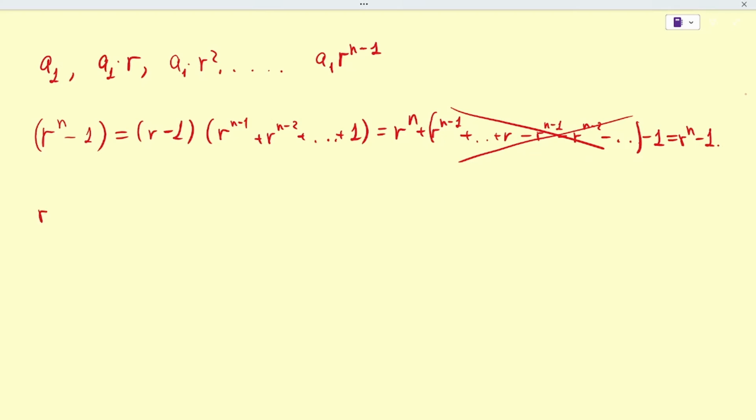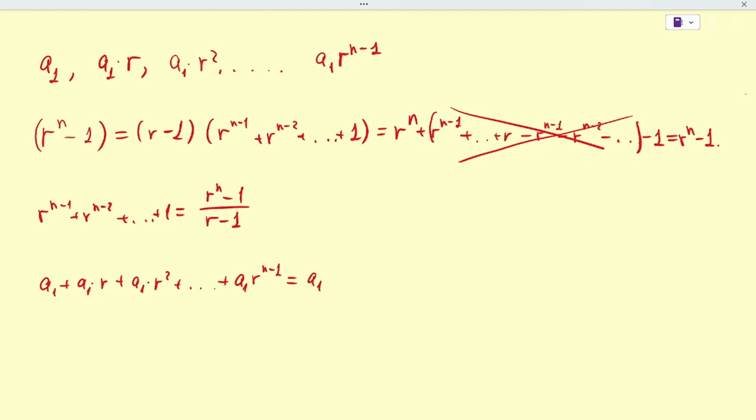So by using this formula, we can see that r to the n minus 1 plus r to the n minus 2, all the way up to 1, equals r to the n minus 1 divided by r minus 1. And when we want to compute this sum, a1 plus a1 times r plus a1 times r square, all the way up to a1 times r to the n minus 1, this can be written as a1 times 1 plus r plus all the way up to r to the n minus 1. And if we use the above formula, we can see that this can be rewritten once again as a1 times r to the power of n minus 1 divided by r minus 1.